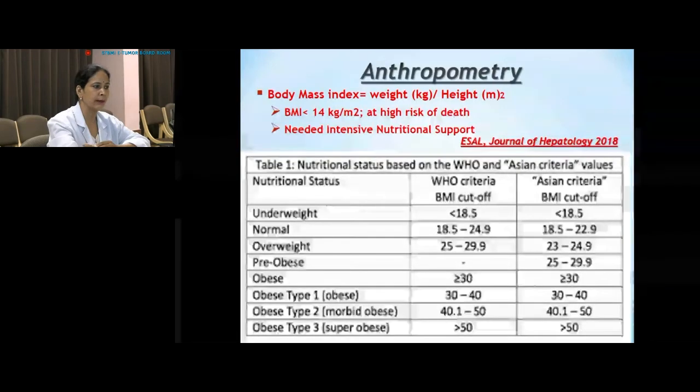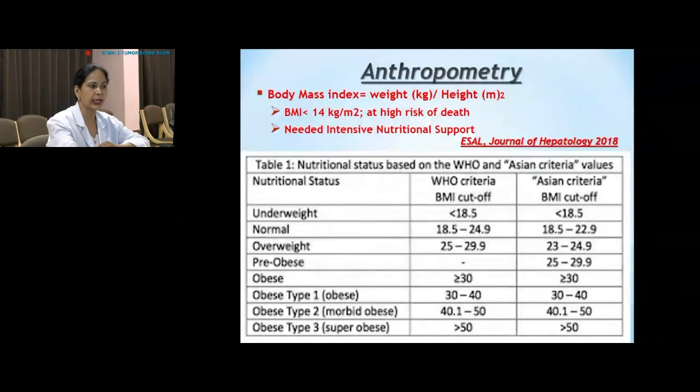So WHO decided to reduce the BMI cutoff. Now the normal reference range of BMI is 18.5 to 22.9 for Asian Indians. Here the prevalence of diseases including NASH and NAFLD is less.